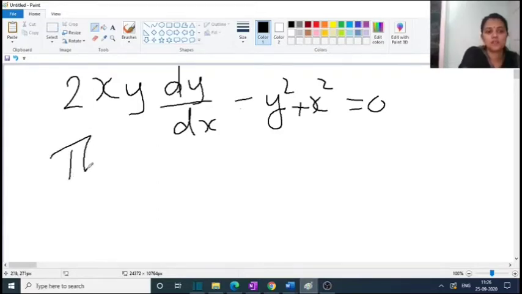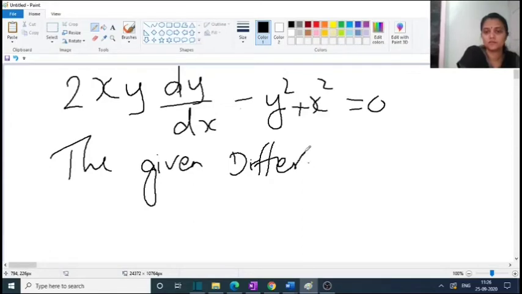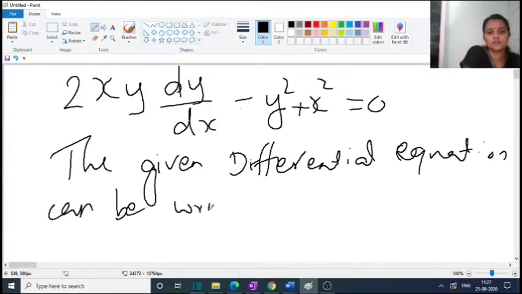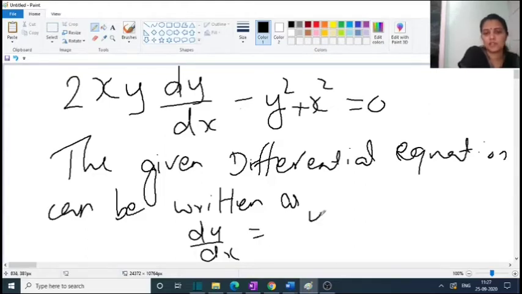The given differential equation can be rewritten as dy by dx is equal to, we can move the other two terms to the right, so this becomes y square minus x square all divided by 2xy.